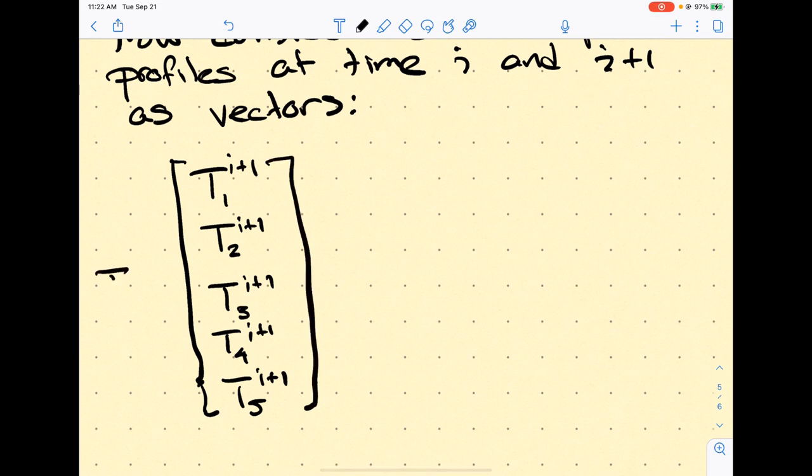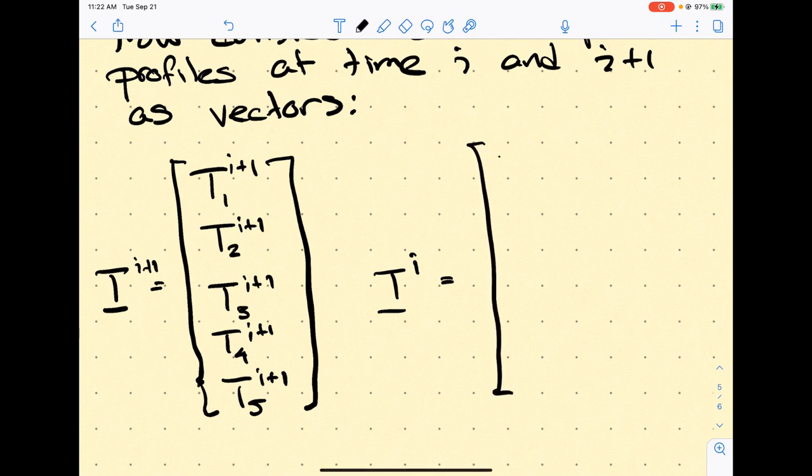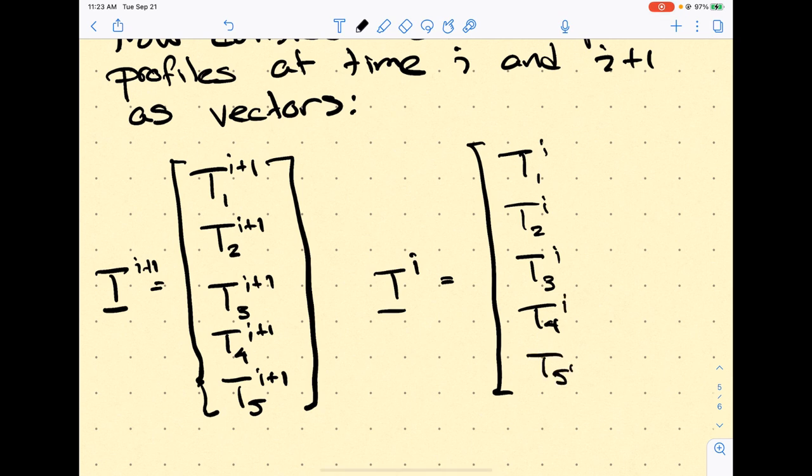So this would be the temperature at time I plus 1, and the temperature at time I would equal T1, I; T2, I; T3, I; T4, I; T5, I.